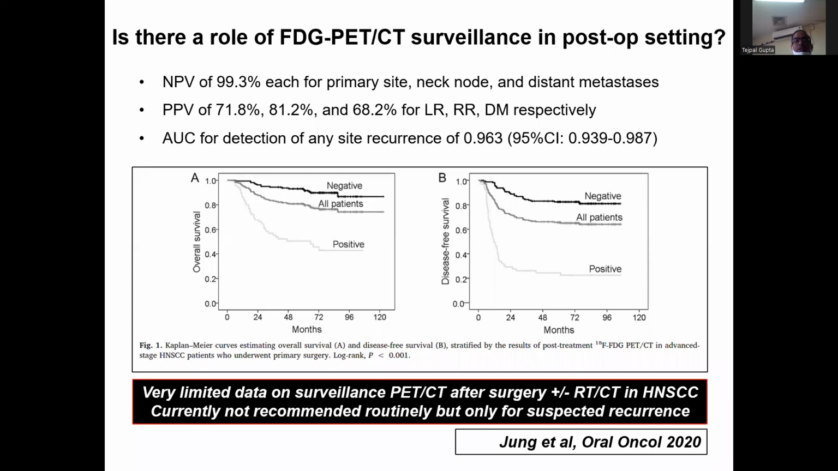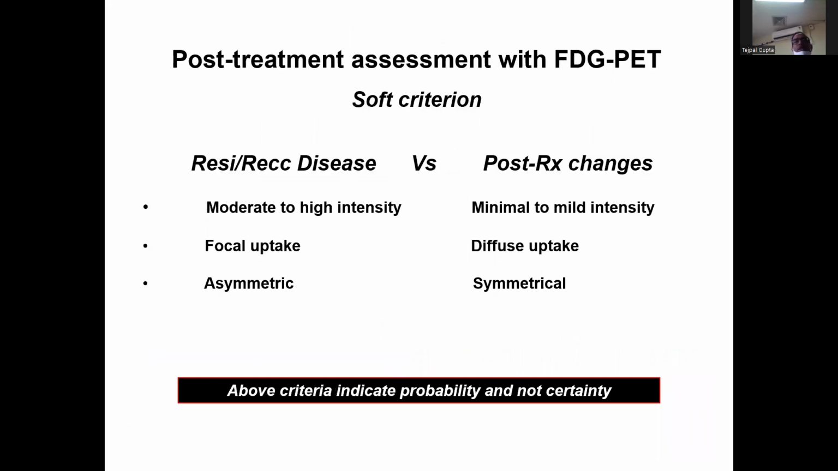The negative predictive value was very high, 99%, and the area under the curve for detection of any site of recurrence was also high, 0.96. But most guidelines do not recommend doing a routine post-treatment FDG PET CT in the post-op setting. There's very limited data on the value that it brings to the outcomes of patients.